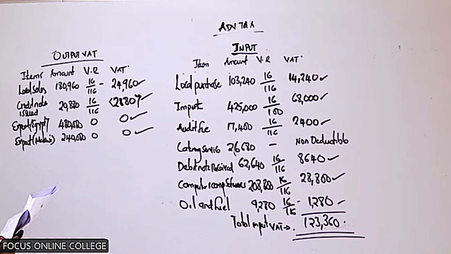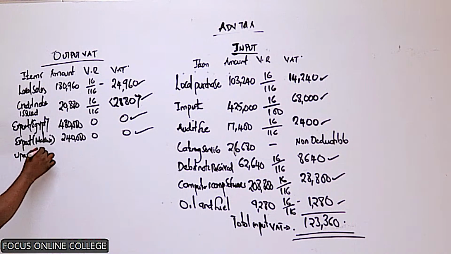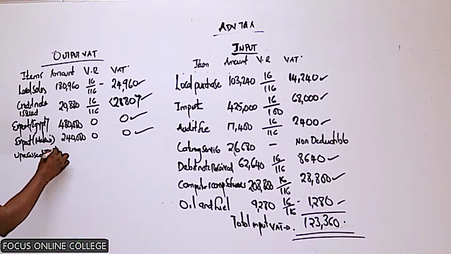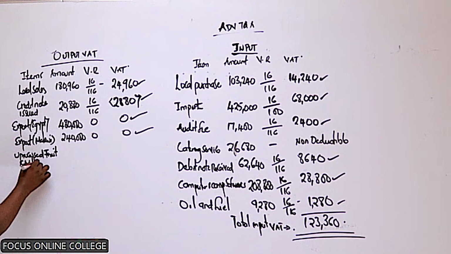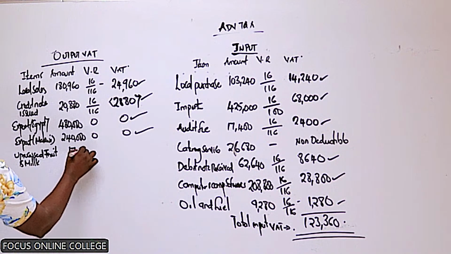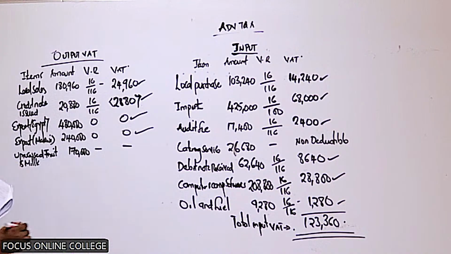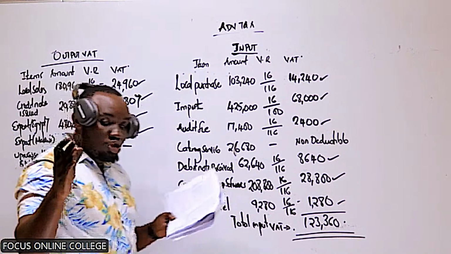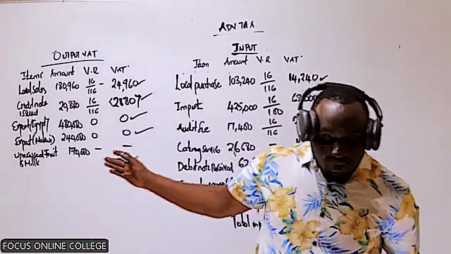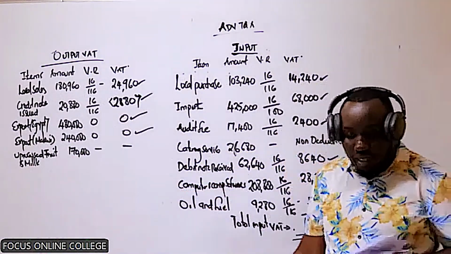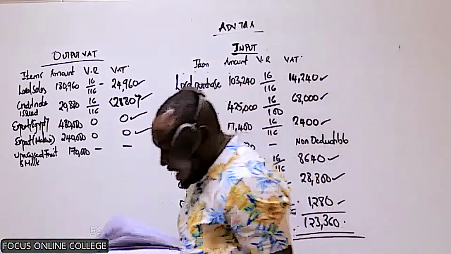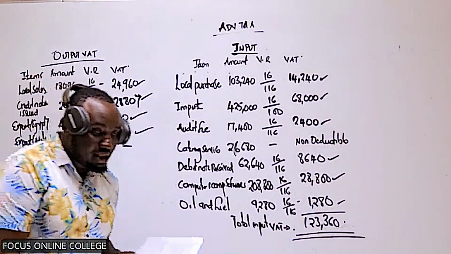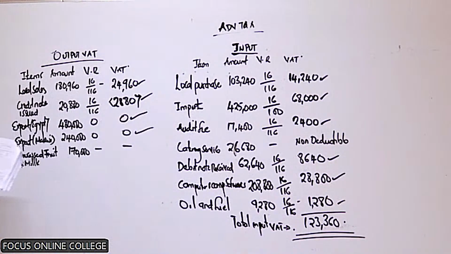Then we move to the next, which is supply of unprocessed fruits and milk. Remember, these are exempt, the figure 170. Though there's no entry for this, that is exempt. Are you together with me? If you're together with me, give me a yes. Perfect. So then we proceed to the next.